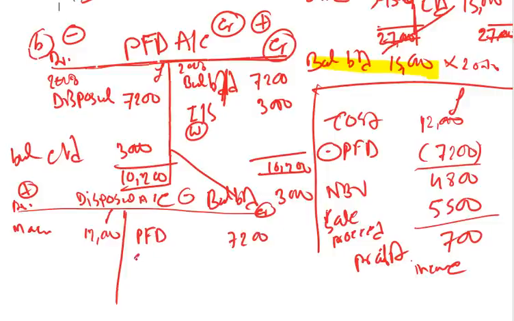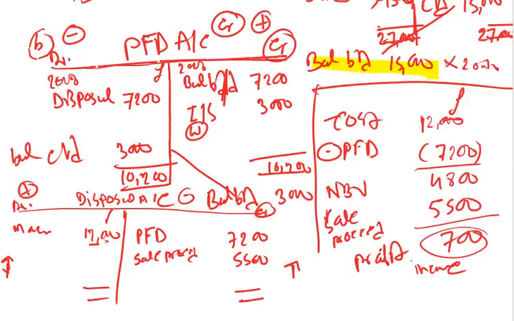Then you compare the sale proceeds. Sale proceeds were 5,500. Now you have to check the balancing figure. Although we know the 700 is a profit, if it is a profit, it should be on the debit side. If it is a loss, it should be on the credit side. Now, just checking the balancing figure, 7,200 plus 5,500 gives you 12,700. That's the biggest side. You write 12,700. Take away the 12,000. You're left with 700. That goes into the income statement as a profit.